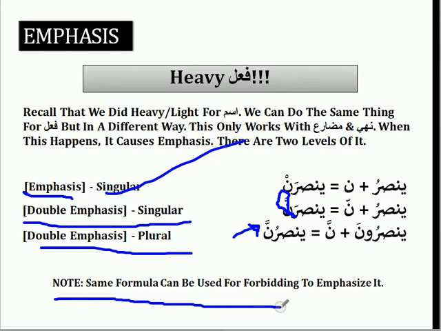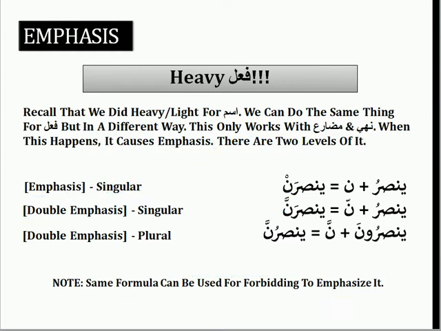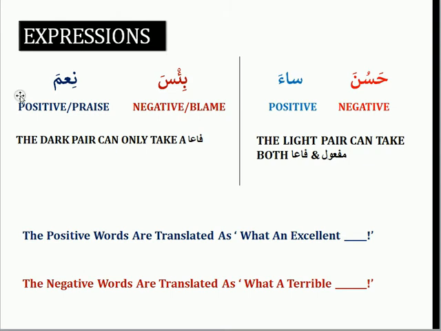And guess what? You can use this same thing for forbidding. La nafiyah. You can use this for la nafiyah. For example, la tansur, don't help. So you say la tansurna, don't you dare help. So that is also an emphasized form of fi'l, right? Even though it's heavy light related, but it still emphasizes the fi'l. So that's another way.